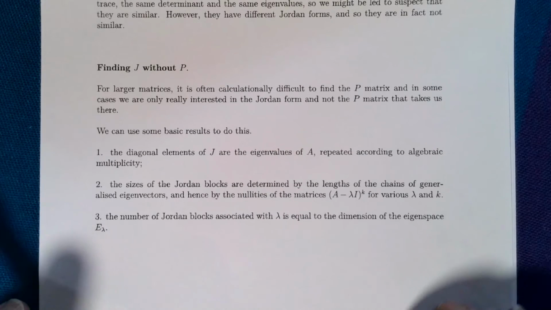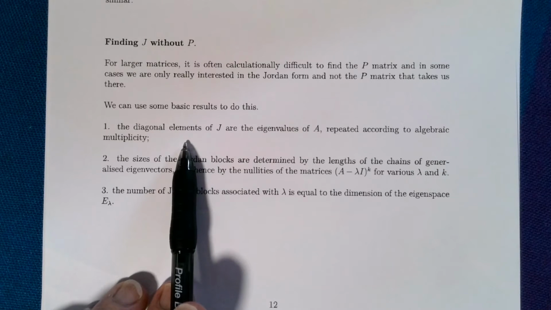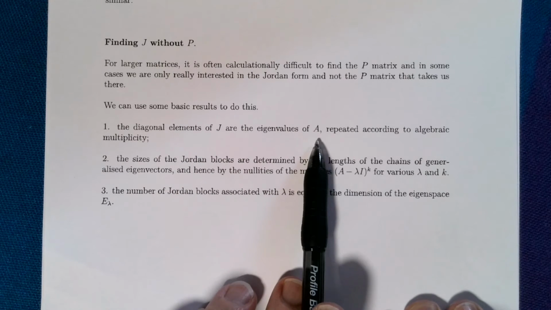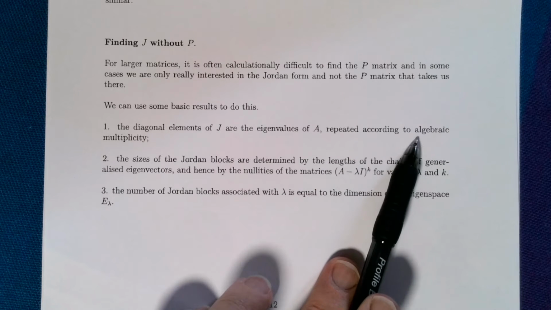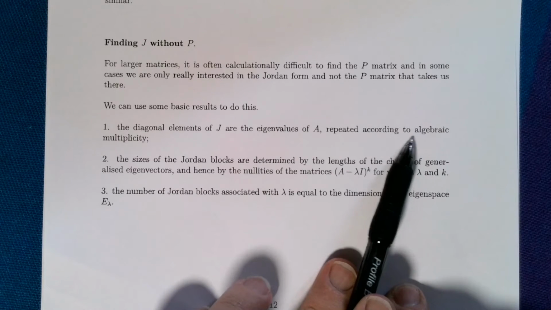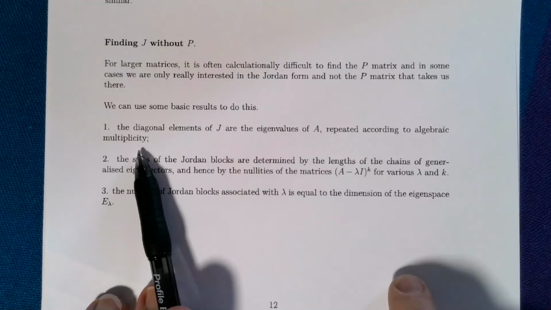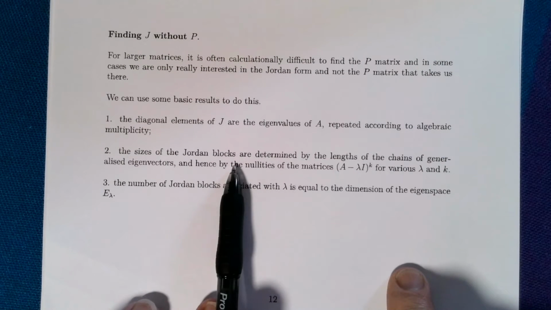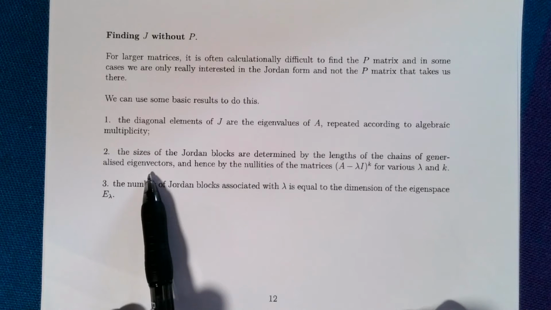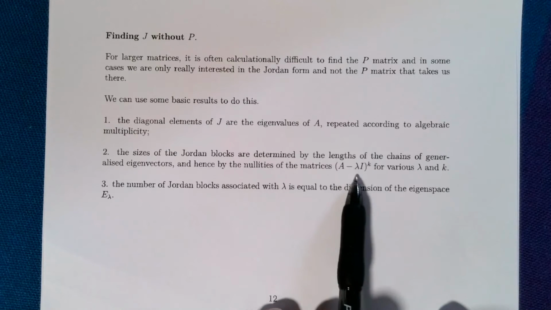So a couple of little basic results which you possibly may have guessed as we've been doing some of the examples here, or seem to be that should be true. The diagonal elements of J are of course the eigenvalues of A, and they're repeated according to algebraic multiplicity. So in each of the Jordan blocks making up the Jordan form, the eigenvalues are repeated in each block according to their algebraic multiplicity. The sizes of the Jordan blocks are determined by the lengths of the chains of the generalized eigenvectors, and hence by the nullities of these matrices (A minus lambda I) to the k for each of the eigenvalues and for various values of k.